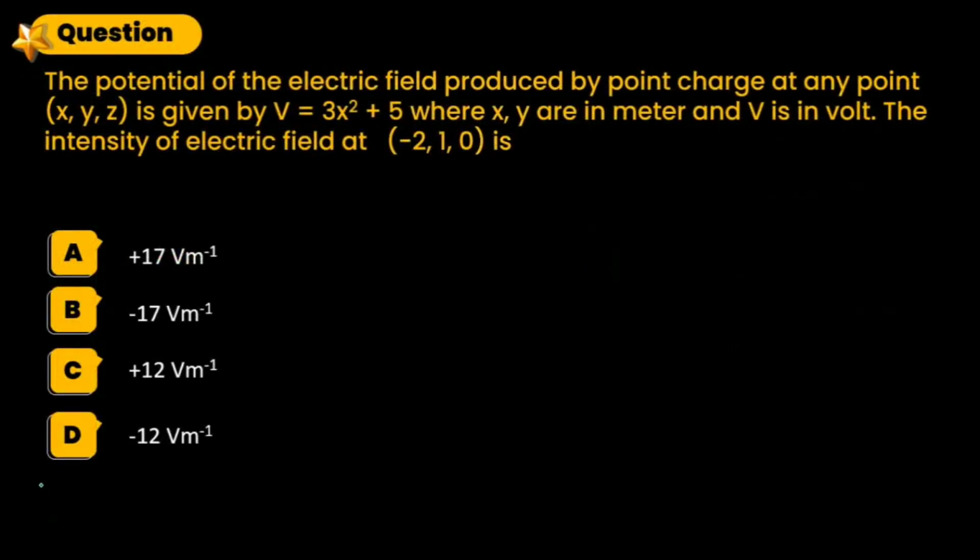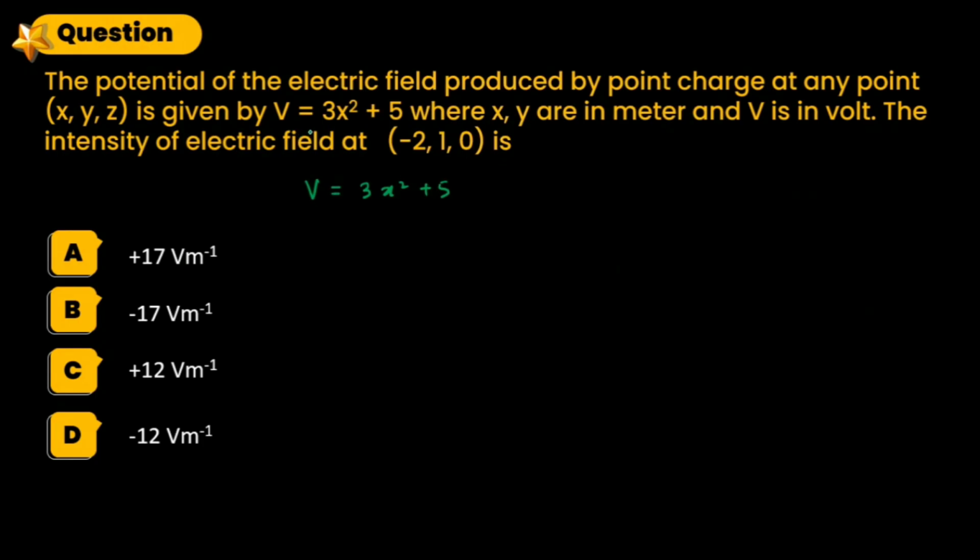Now here's a very small question, not a simple question. Let us try to see what we can do here. The question says that the potential of an electric field produced by a point charge at any point is given by V = 3x squared + 5, where x, y are in meters and V is in volts. So this is the relation for the potential value.